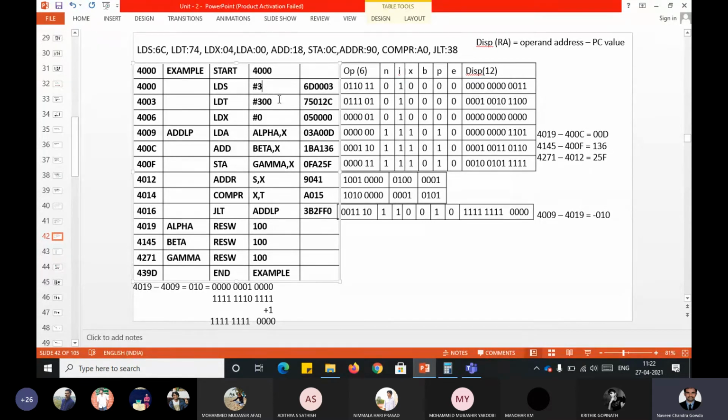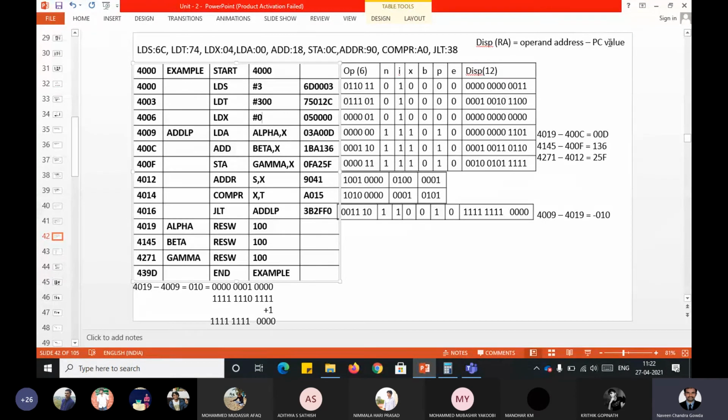Those values do not have any address, because they are direct values you are using inside the program by using the immediate addressing mode. In such case, you can't find the displacement by using the operand address minus PC value, because there is no address for these direct values.